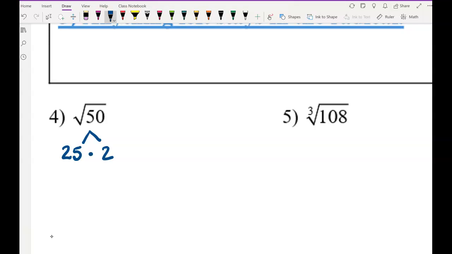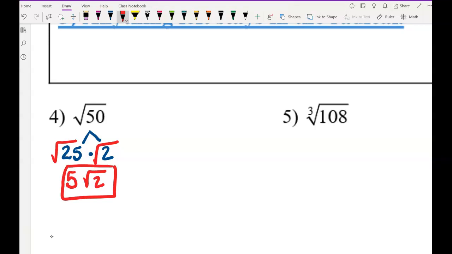If you can't see that the square root of 25 is a perfect number, then you can break it down further to 5 times 5. But if you do see that the square root of 25 is just 5, then we can just keep it as 5 times rad 2. Okay, so that's how we do this one.